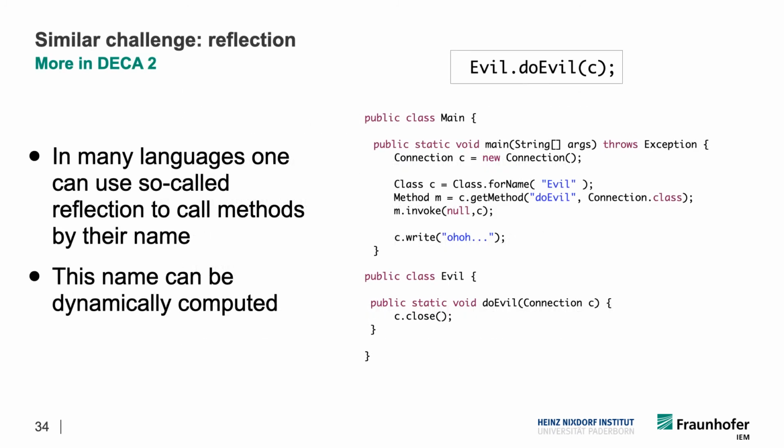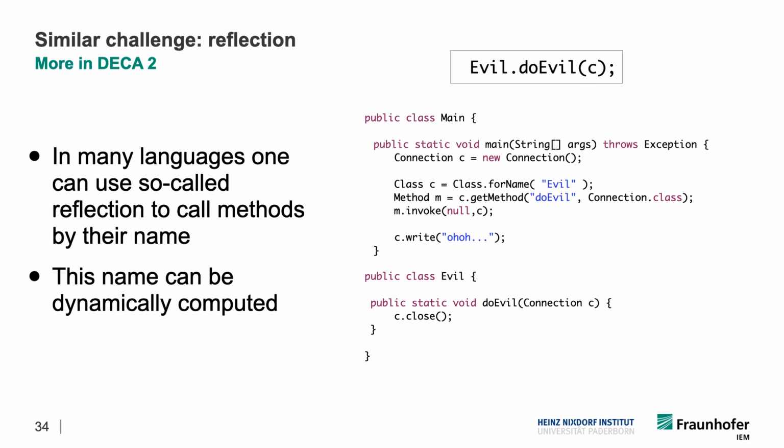A similar challenge is a feature called reflection. So the reflection API exists in Java, but it also exists in many other current programming languages. And reflection API is basically a native API, but it's a very special one because it can be used to call any given method in the program just by its name. And this name can even be dynamically computed.